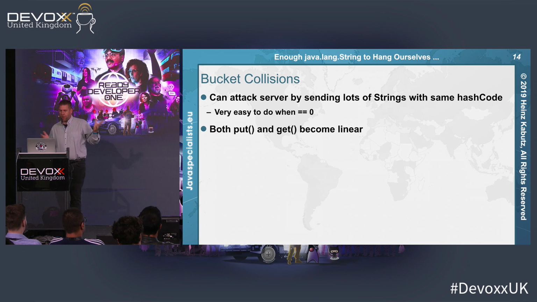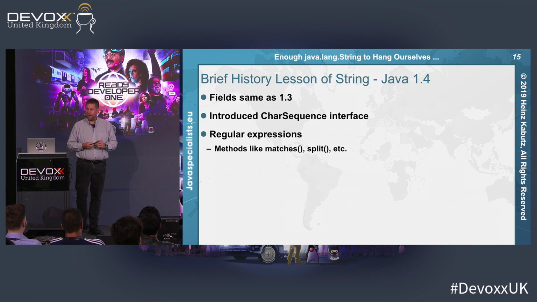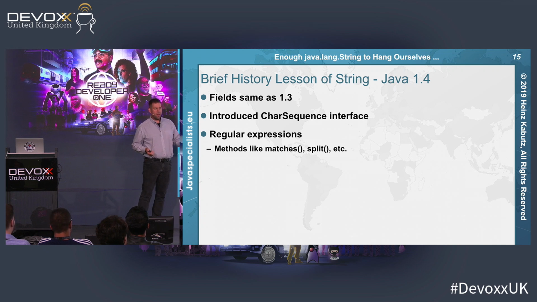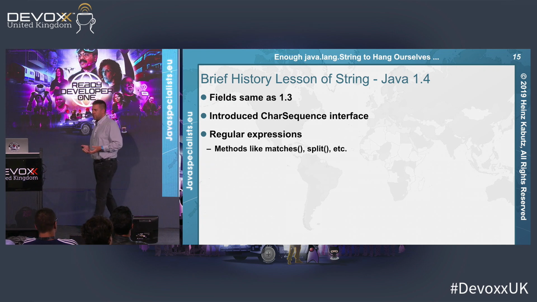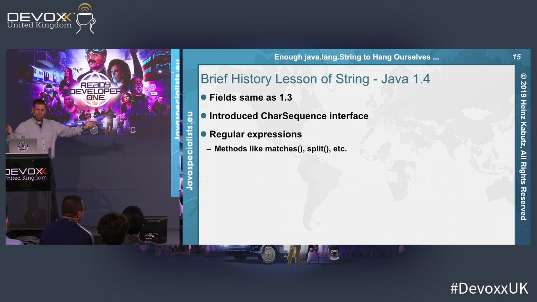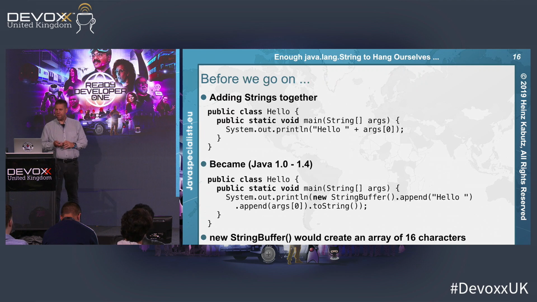And then both put and get become linear, they're both linear in performance. In Java 4, they kept the fields the same as 1.3, but they introduced another interface called CharSequence. And CharSequence is used to abstract between String and StringBuffer. So if you didn't know which one to use, you could just have a CharSequence for both. Plus they had things like regular expressions, matching, splitting, and a whole bunch of other really cool features.